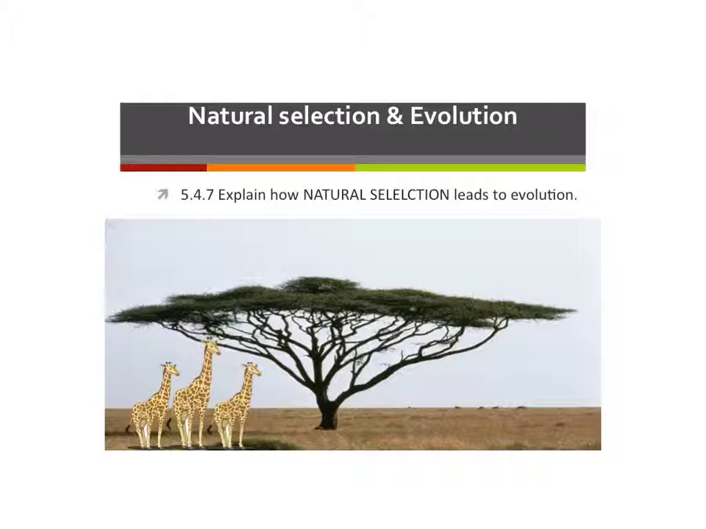In this case, the environmental pressure that's going to select for certain traits is the food source, the acacia tree in the background. So in this population of giraffes, the variation in the length of neck selects against the two outside giraffes and for the one with the longer neck.